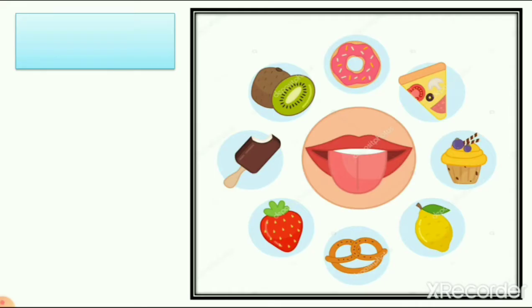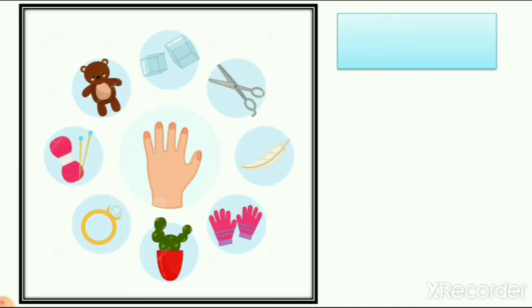Now let's see how they are helping us. First is the tongue. The tongue helps us to taste different types of things, like chili is spicy, ice cream is sweet and pizza is very tasty, right? So the tongue helps us to feel the world around us. Then skin. Skin helps us to feel and touch. A teddy bear is very soft, ice is very cold, scissors are very sharp and a feather is very light, right? So all these things we can feel with the help of our skin.